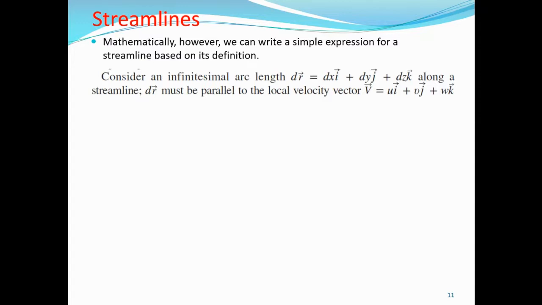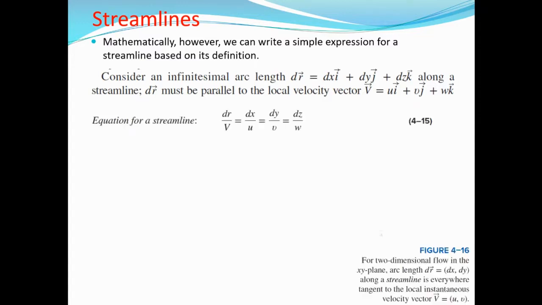Mathematically, however, a simple expression for a streamline is based on its definition. Remember, we explained the mathematical expression of a path line. For a streamline, if we consider an infinitesimal arc length, a small arc length, dr is the position vector, which is given by i dx, j dy, k dz along a streamline. dr must be parallel to the local velocity vector, and this is the local velocity vector.